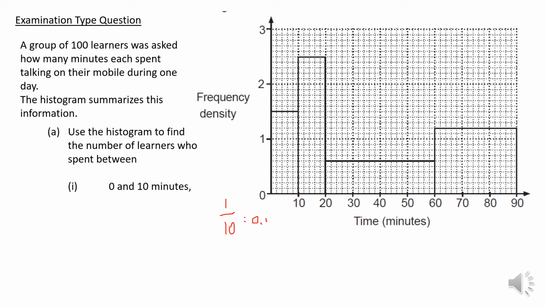All right. So 0.1, 0.2, 1.1, 1.2, 1.3, 1.4. So that is about 1.5. So the area then of this rectangle is nothing but 1.5 times 10. And when you multiply 1.5 times 10, that should give you 15. All right, so make sure that at least you understand that particular part. So then 15 learners spend between 0 and 10 minutes talking on their devices.